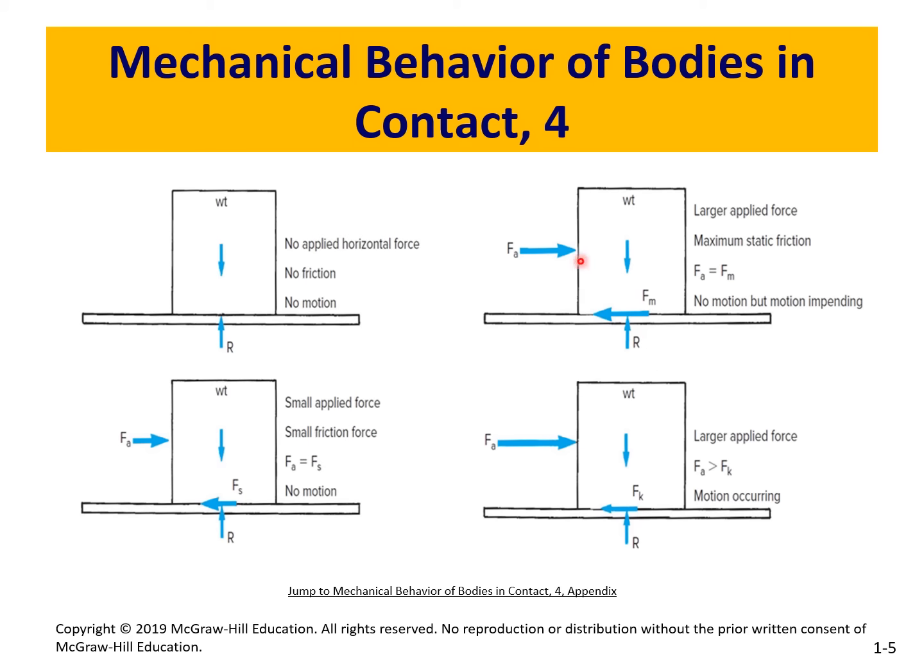Once the force is larger than what we have here, and the object or the box starts moving, then we have Fa larger than Fk. Now we change the name from m for the maximum static. So when you have no motion, that's the friction force Fs, the static force. Fm is the maximum static force, and Fk is the kinetic. So the object is now moving, Fa is larger than Fk, and motion is occurring.